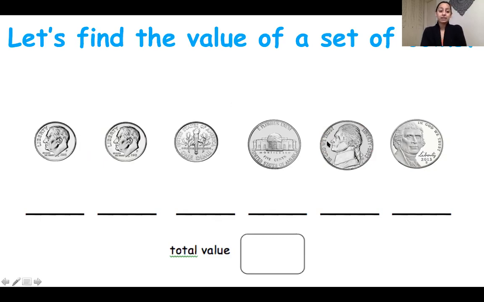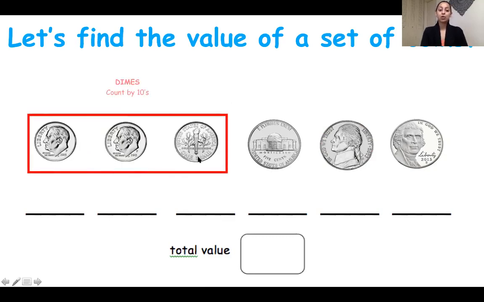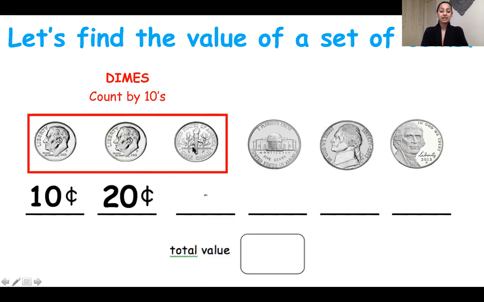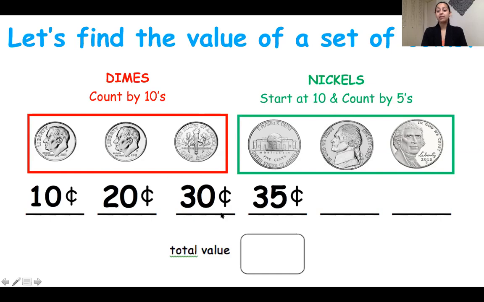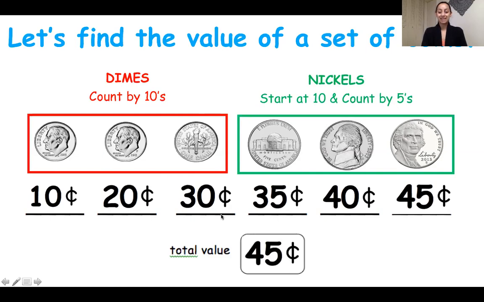So I noticed that the first three coins are the same. They're all dimes. So we count by tens. Here we go. 10 cents, 20 cents, 30 cents. Then I noticed that the coin changed, and it changed 3 times to a nickel. So the next 3 coins are all nickels. So now I have to start at 30 and count by fives. Here we go. 35, 40, 45. So the total value of this set of coins is 45 cents.